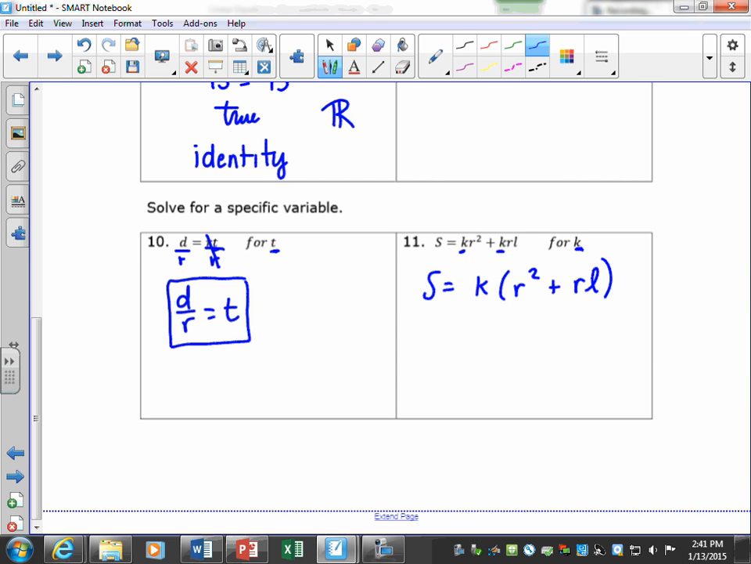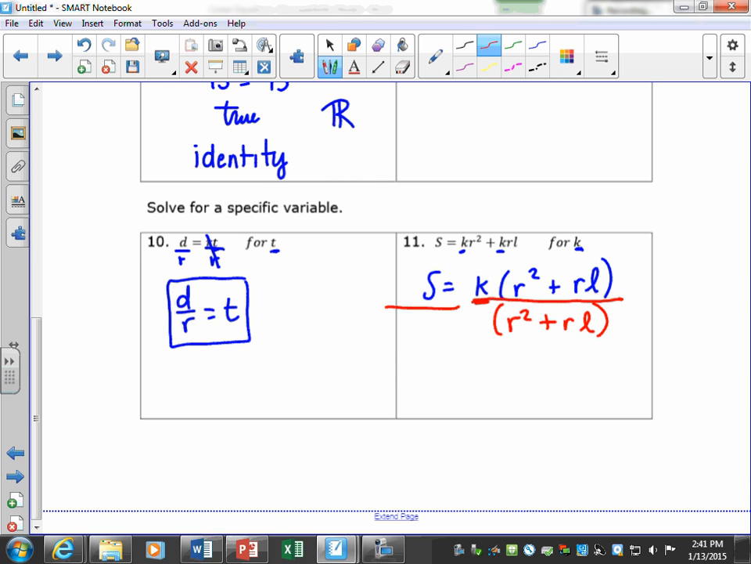So that's factoring out the k. Now our goal is to ultimately get this by itself. So if I say, what did they do to k? You would say, well, they multiplied by everything in that parenthesis, and the inverse of multiplying is to divide by everything in the parenthesis.